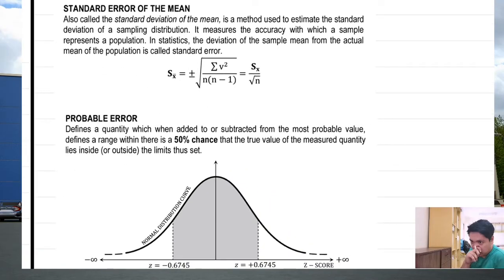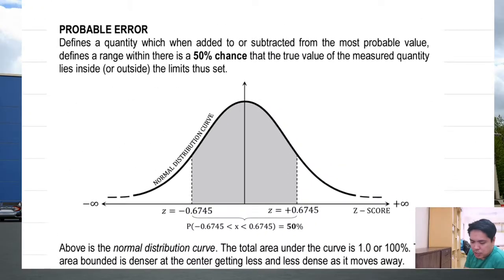Okay? Then we also have the probable error. So the probable error, let's denote that as PE, defines a quantity which, when added or subtracted from the most probable value, defines a range within which there is a 50% chance that the true value of the measured quantity lies inside or outside the limits thus set.